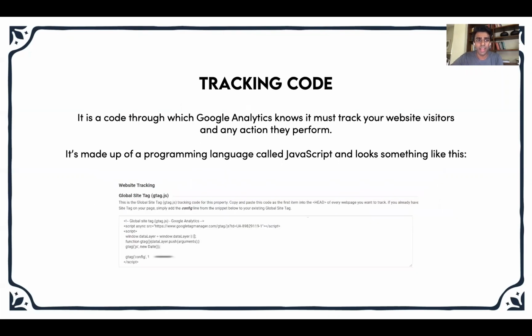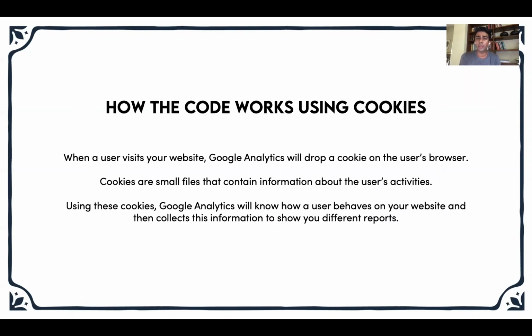So you can basically keep all of that and use that for your benefit, or whatever is needed for your marketing. And the tracking code is a code through which Google Analytics knows it must track your website visitors and any action they perform. It's comprised of some JavaScript, and you can see an example below, but that's for a whole other course, maybe a programming course that we can do. You don't need to know that, but it's just some extra information that might be useful. So how does this code work using cookies?